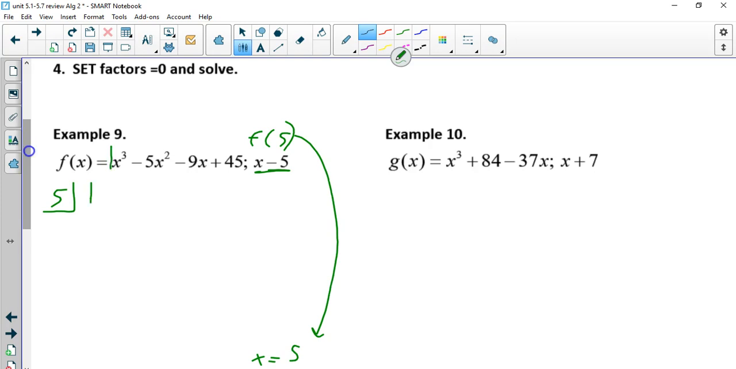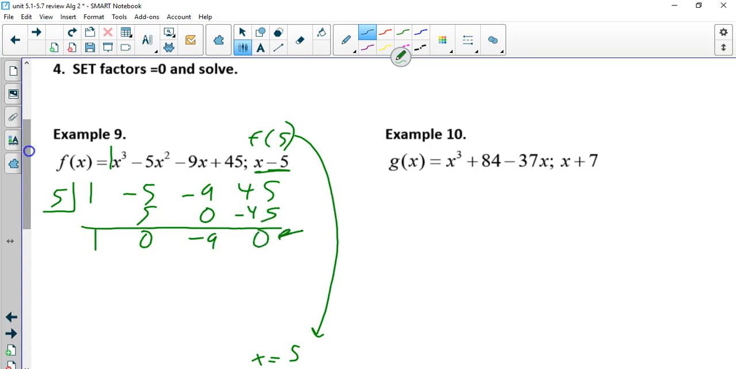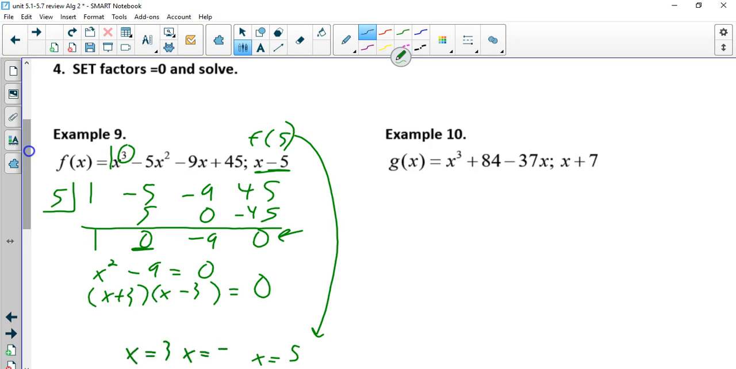So, we have a 1 here, we have a negative 5, we have a negative 9, and we have a 45. We have no need for zeros. Drop down the 1, multiply. 0, multiply. Add, multiply, add. That's what we want. No remainders. Now, since we started with 3, this is going to be x squared. Now the 0 means I could write plus 0x, or just skip it and write minus 9 equals 0. I'm going to factor this to x plus 3, x minus 3. Or I could have done the square root method and just made it x squared equals 9, like we've already done a few times. And we're going to get x equals 3 and x equals negative 3. So those are my 3 answers: 3, negative 3, and 5.